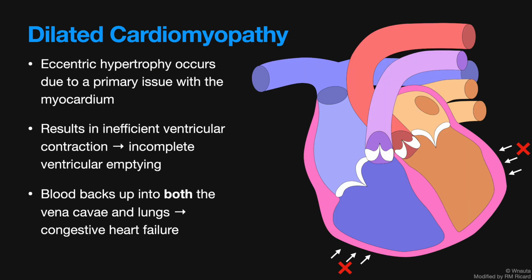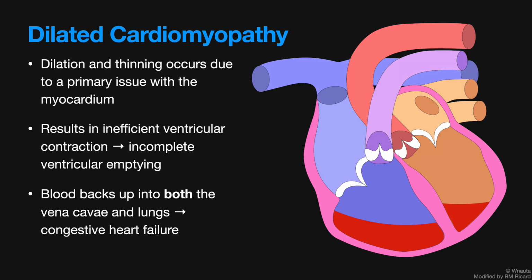The eccentric hypertrophy in this condition occurs due to a primary issue within the myocardium, which results in inefficient ventricular contraction. Due to inefficient ventricular contraction, there is incomplete ventricular emptying. Ultimately, that blood is going to back up into both the vena cavae and the lungs, causing congestive heart failure.